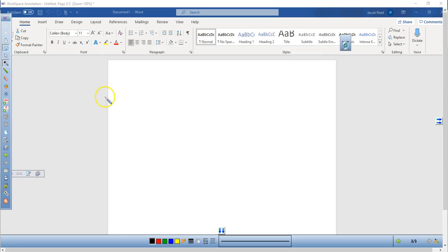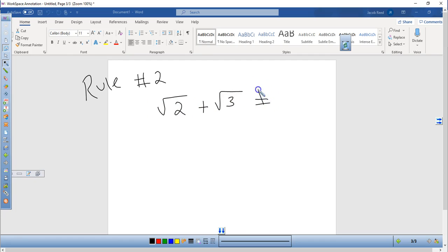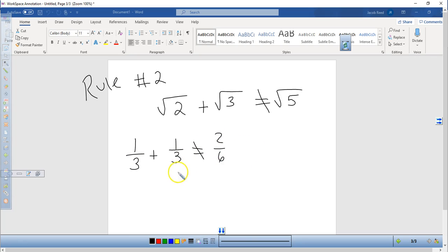Okay, rule number 2, and this goes along with this. You do not add what is under the radicals. The way I want you to think of this rule is to think about if I were to do this operation, 1/3 plus 1/3. Well, that does not equal 2/6. We do know, however, that 1/3 plus 1/3 is 2/3. We know that because we don't add the denominators. They have to be common in order for us to add them, but we add the tops. We add those numerators to get the new number.